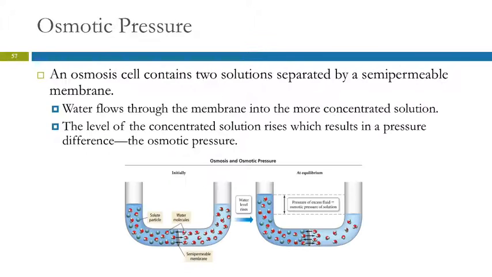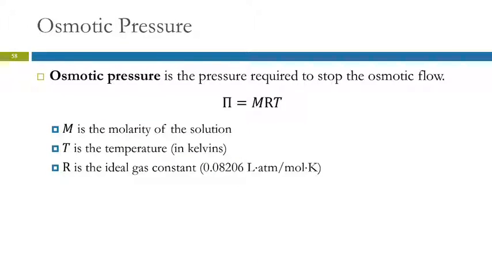It's the same idea here of mixing, the tendency towards spreading out, and the entropy, and that's the driving force. So we can calculate the osmotic pressure. This equation is a little different. It's like a yelling equation because it's all capital letters: capital pi, capital M, capital R, capital T. M is the molarity, T is the temperature in kelvins, and R is the ideal gas constant, and we're going to use 0.08206 liter atmospheres per mole Kelvin.